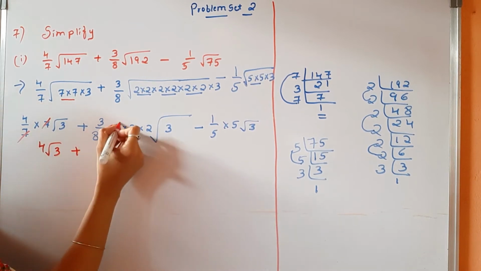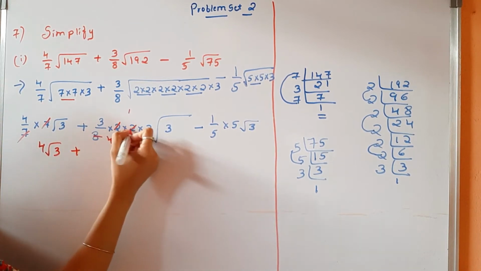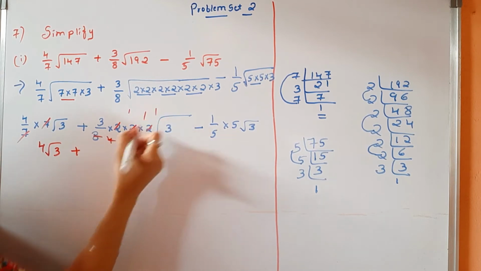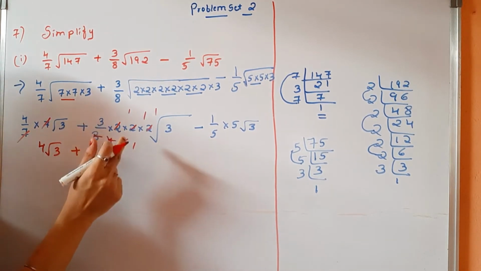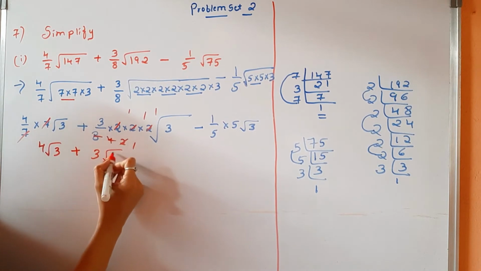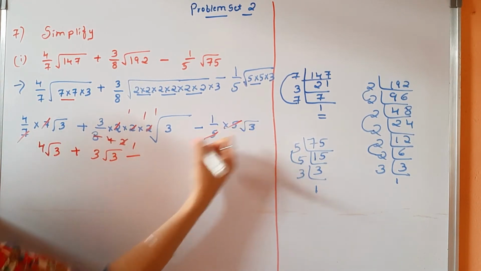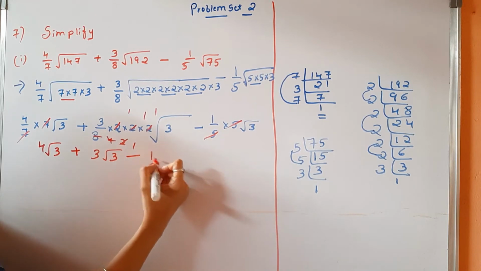Here see, 2 1s are 2, 2 4s are 8. Again 2 1s are 2, 2 2s are 4. 2 1s are 2, 2 1s are 2. So everything will get cancelled. You are remaining with 3 root 3. Minus 5 will get cancelled. You are left with 1 root 3.